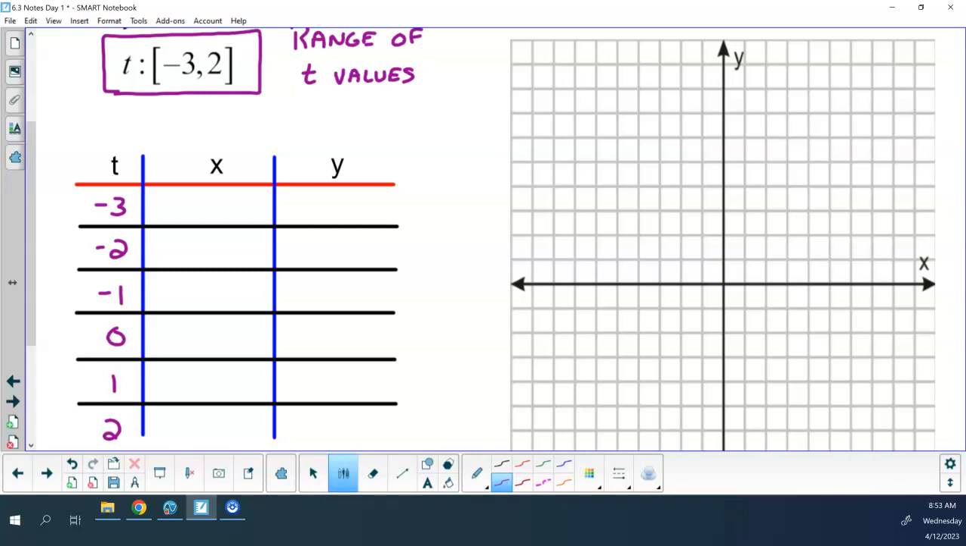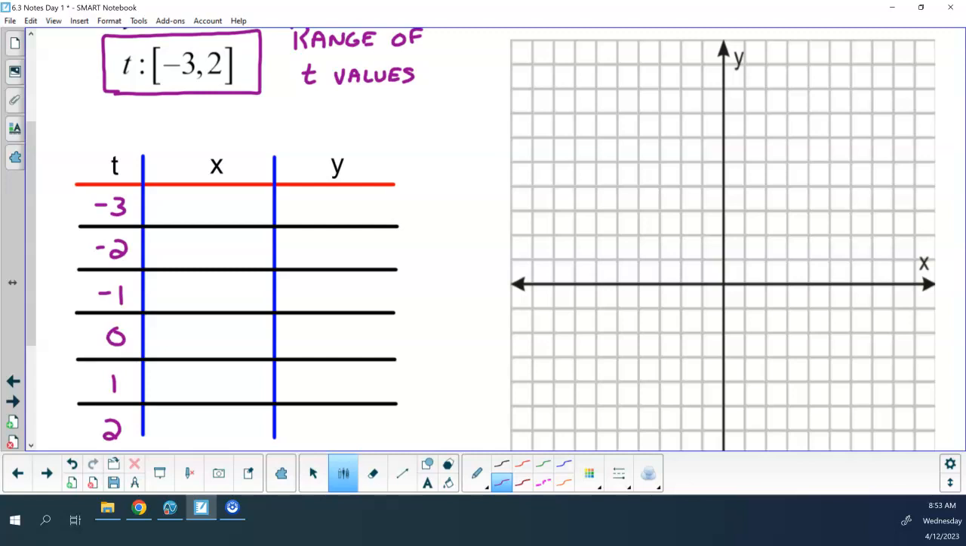If you wanted, you could do any number in that range, but your t values all have to be within that specific purple box range. I can't plug in t equals 10 and get an answer in this function. Doesn't work, not within my range.